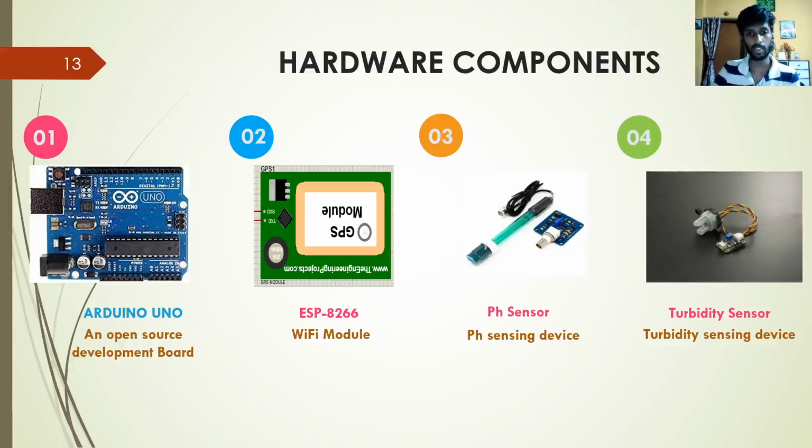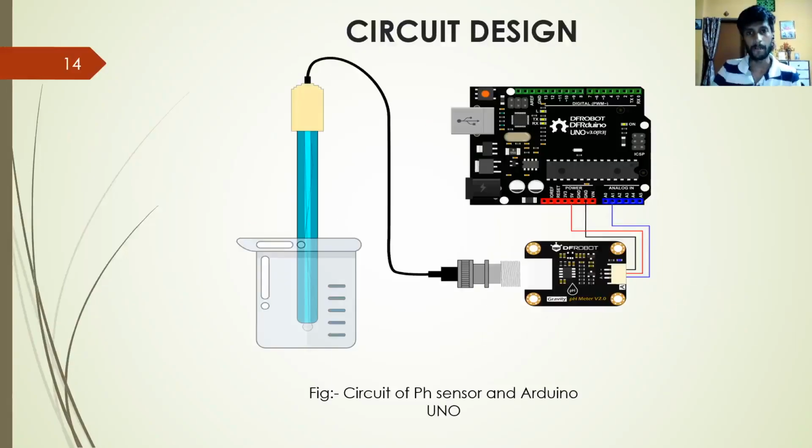It is also the Wi-Fi module, we can say. Then we'll be taking the pH sensor, and after that the turbidity sensor. So this is the basic circuit design. I mean, this is just the basic circuit design of the pH sensor and Arduino.